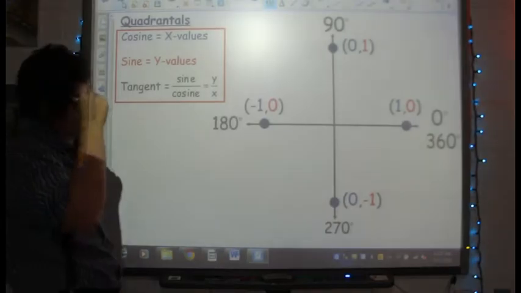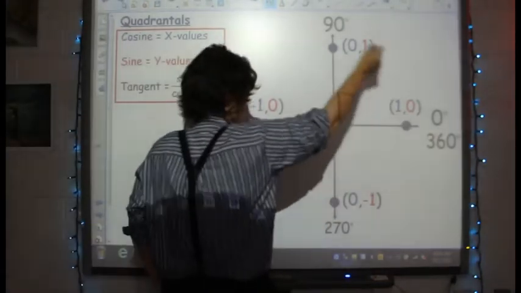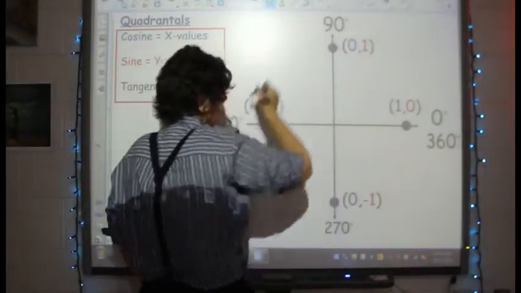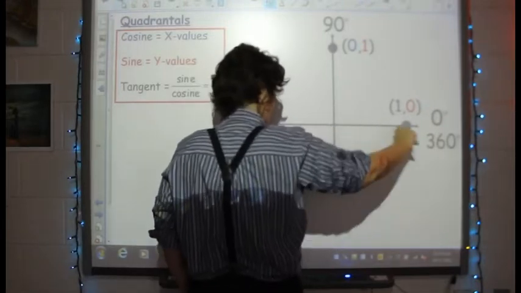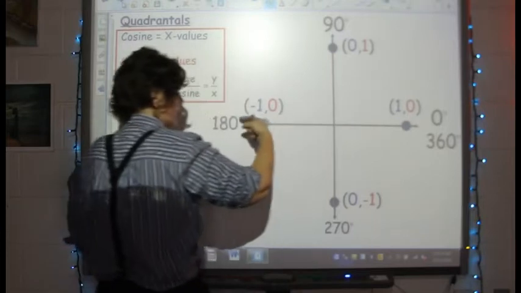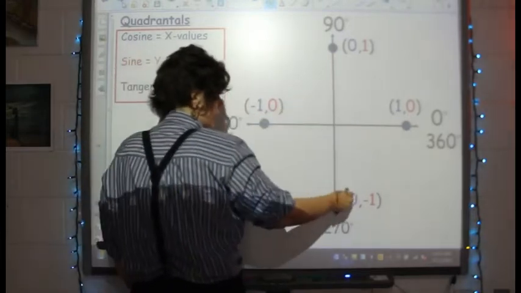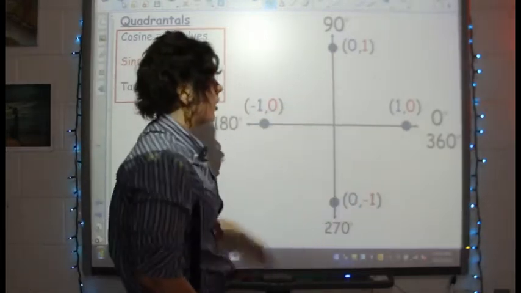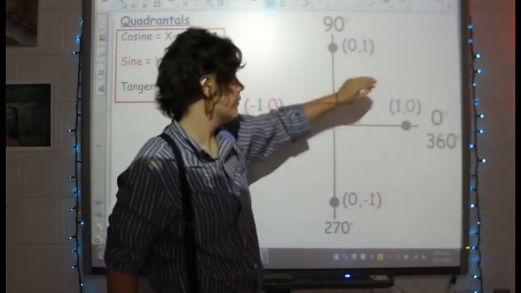Quadrantals. Remember, you've got your unit circle. Your unit circle is a circle centered at the origin with a radius of 1, which means we go out to 1, 0, then we go up to 0, 1, to the left, negative 1, 0, and to the right, 0, negative 1.